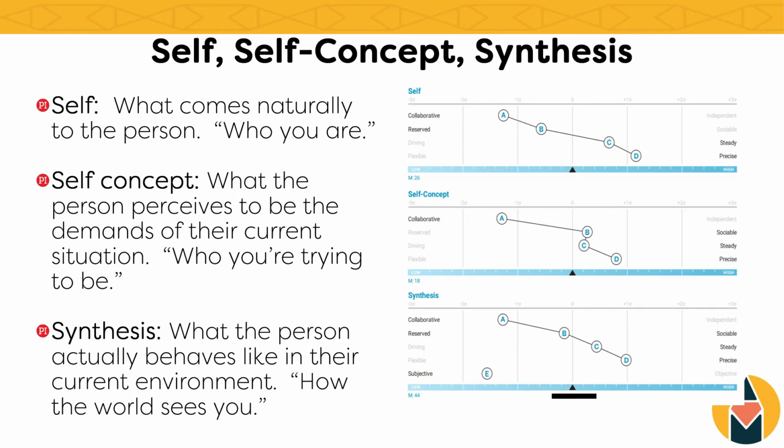The self-concept reflects how we're trying to modify our behavior in response to what we perceive the current demands of our situation to be. It's who we're trying to be. It's how we're stretching ourselves. The synthesis is how we actually behave on the current job. It's a combination of our self and our self-concept. So it's a combination of who we are and who we're trying to be. Sometimes we see great changes in the synthesis, and sometimes we don't.